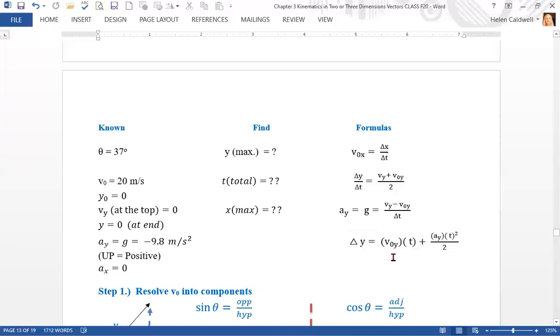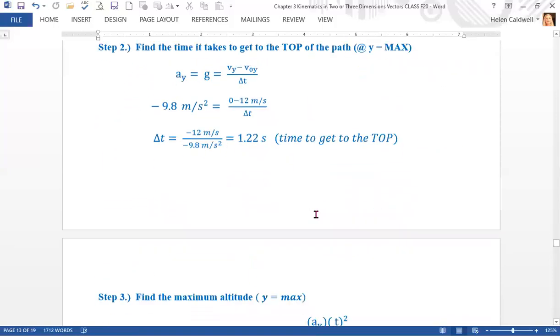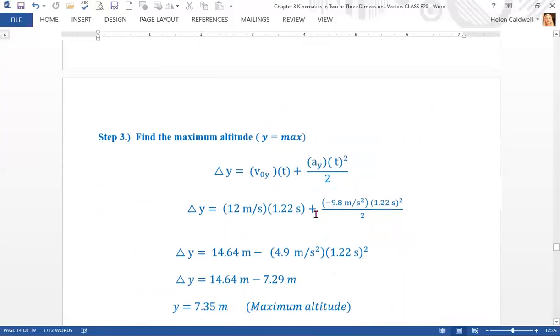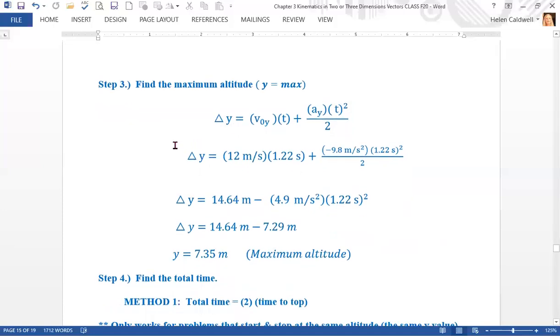We know v0 in the y direction. We know the time it takes us to get to the top. We know the acceleration in the y direction, and we know the time it takes us to get to the top. But either one of those two equations will give you how high does the ball go, will give you y max. It doesn't matter which one you pick. I opted to use the last one. You could have used the other one. You'll get the same answer.